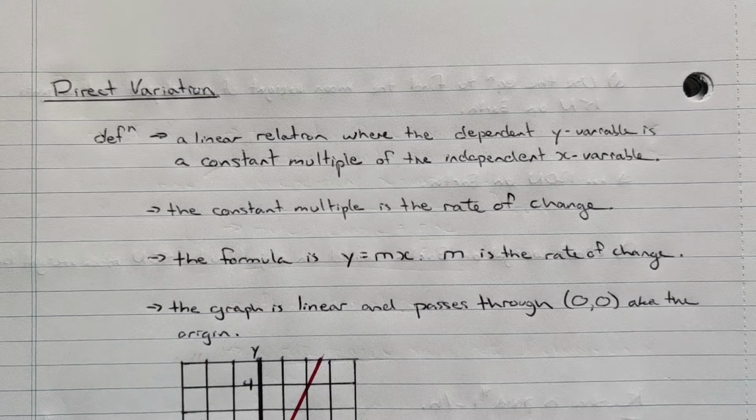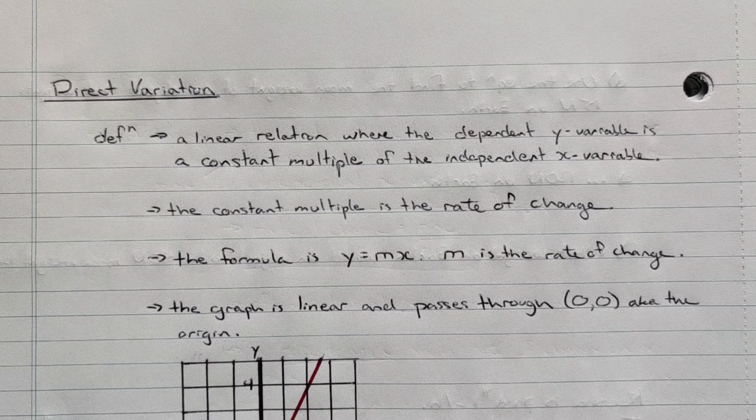Our topic of this video is direct variation. Direct variation is one of the two types of variation that we're going to work with linear relations. This is a case where the linear relation has the y variable, the dependent variable, as a constant multiple of the independent x variable. So you just multiply the x value by the same number, and that gives you the respective y value.